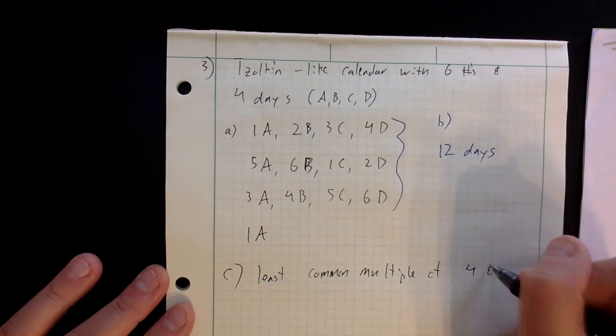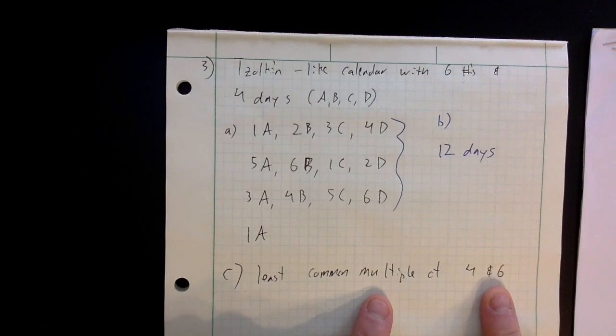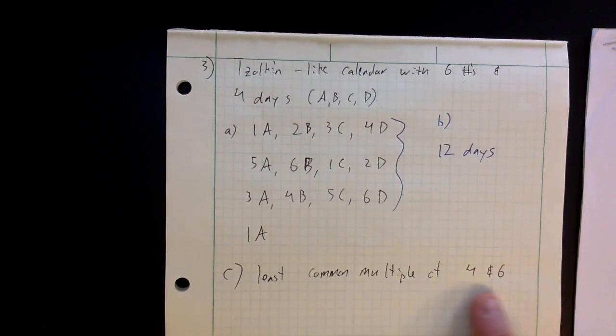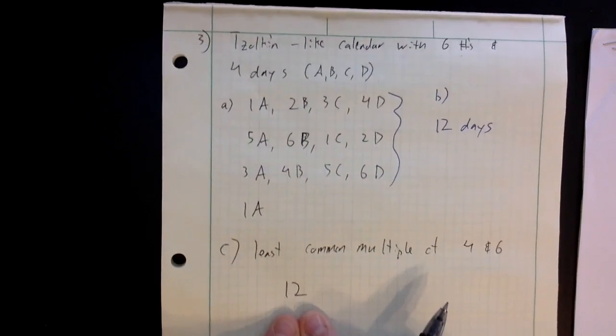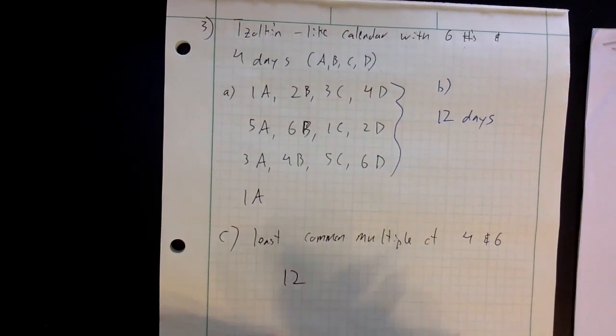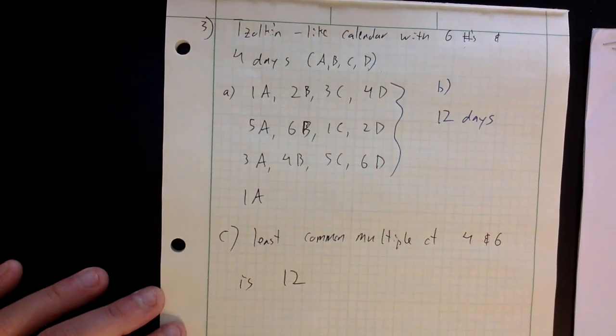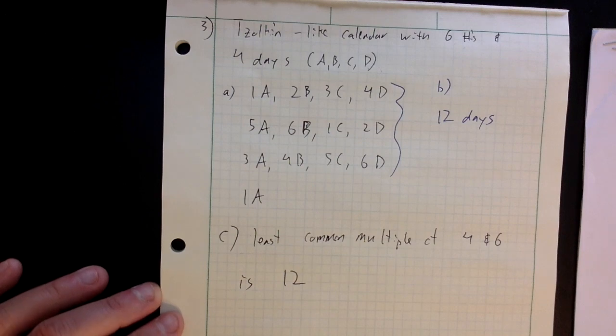The least common multiple of 4 and 6. For a multiple, it has to be at least the larger number. So the smallest possible value here would be 6. 4 does not go into 6. But notice 12. 4 goes into 12, and 6 goes into 12. So 12 is the least common multiple.